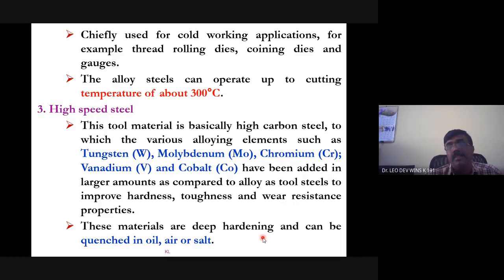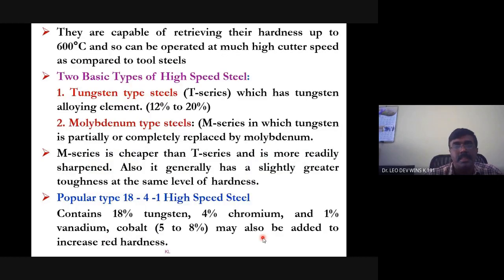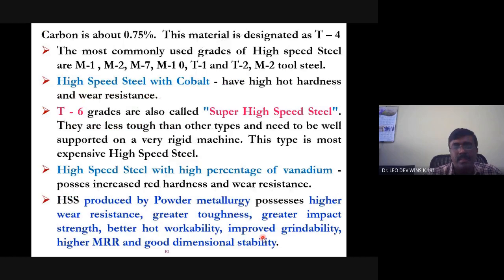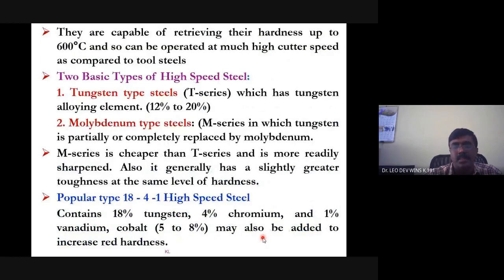But there is a limitation for this also. It has a maximum temperature range of around 500 or 600. Beyond that we cannot use this as a cutting tool material. It will lose its property. The maximum is 600. Why am I saying 500 or 600?